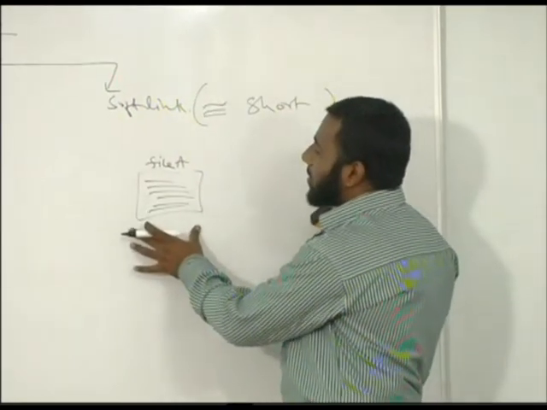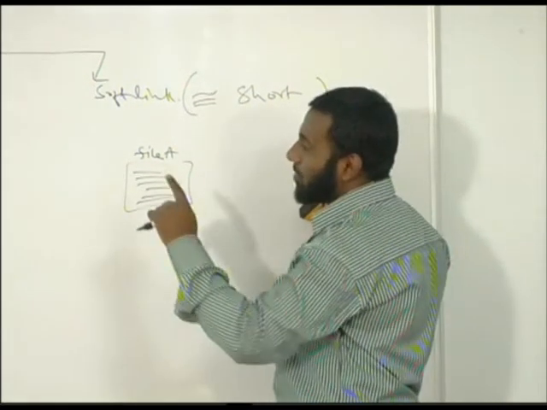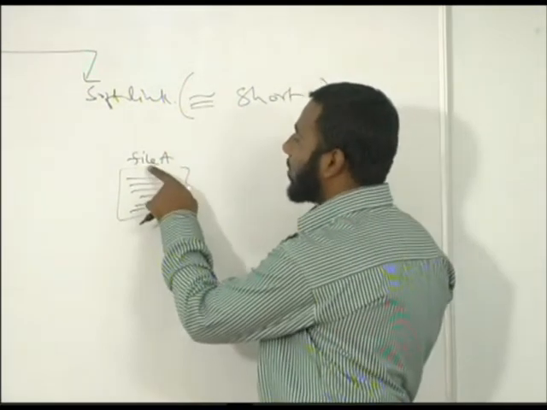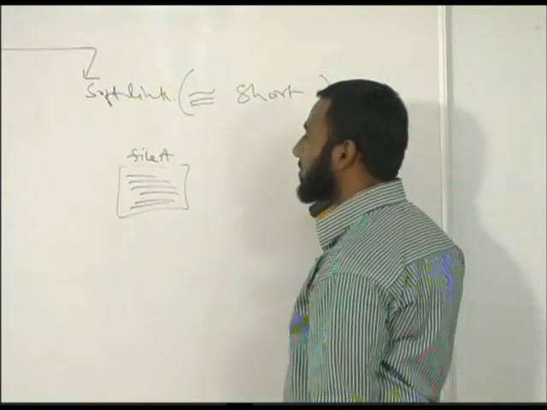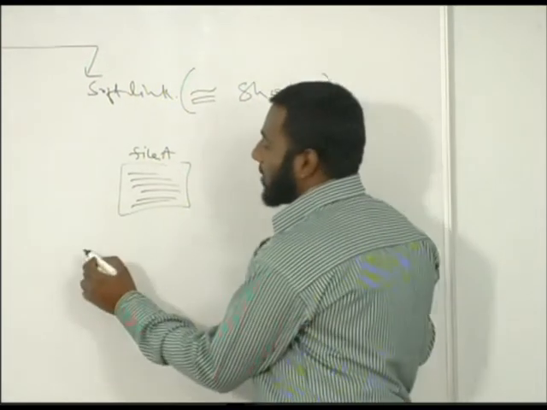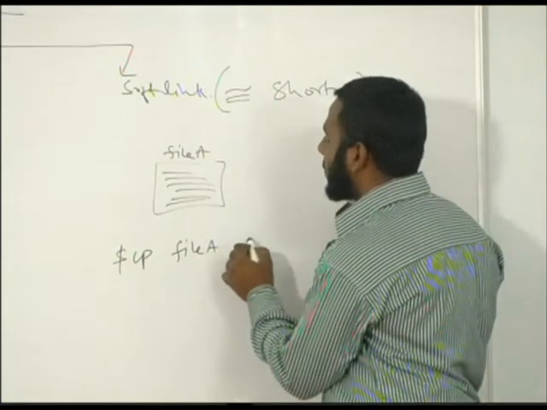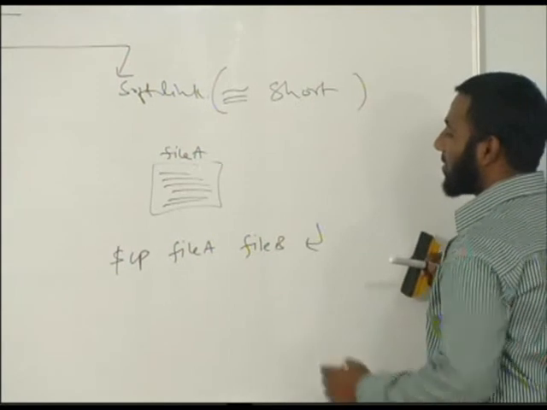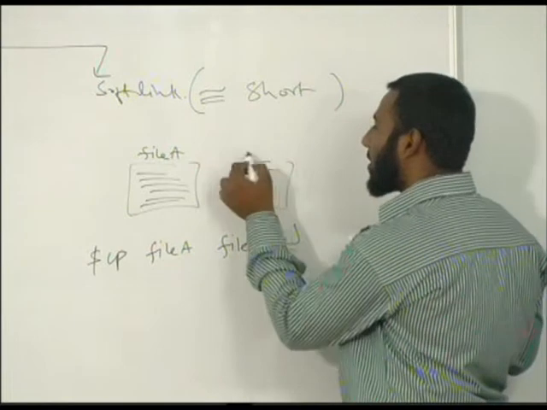Now here the total number of names for this file is only 1. So when I list with ls -l, it gives me only link count 1, and there is only one name with which you can see the contents of this file. Now suppose I copy this file, I'll use the command cp, file A to file B. When I do this, what happens? The same contents of the file will be copied, but the name will be different.